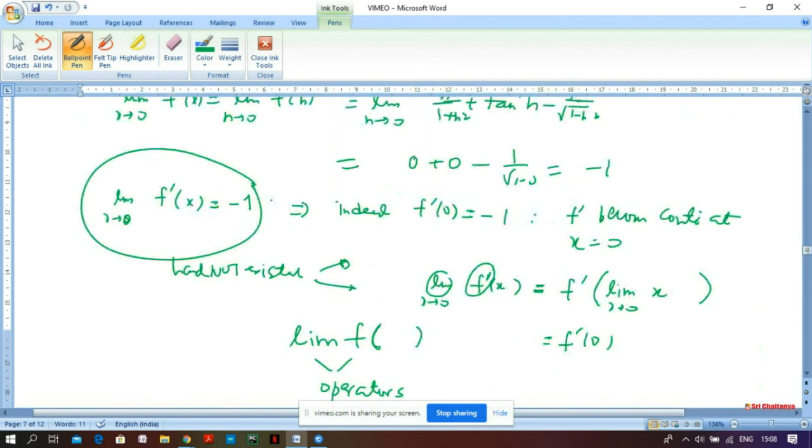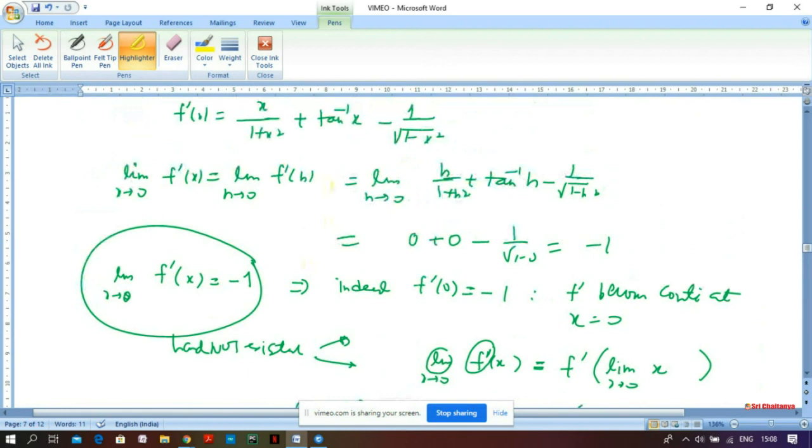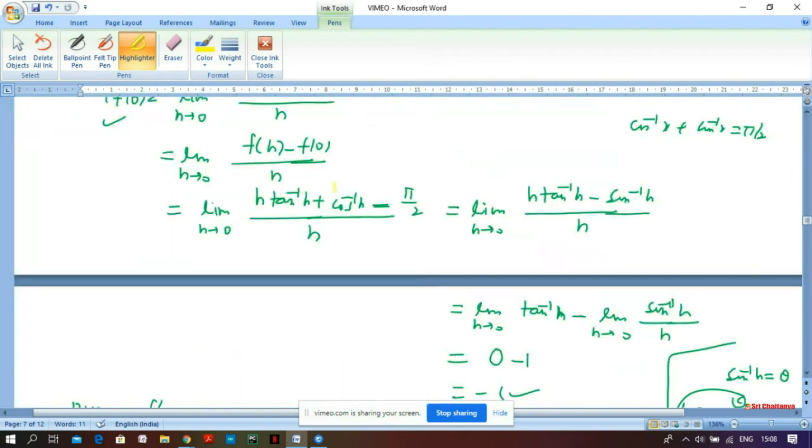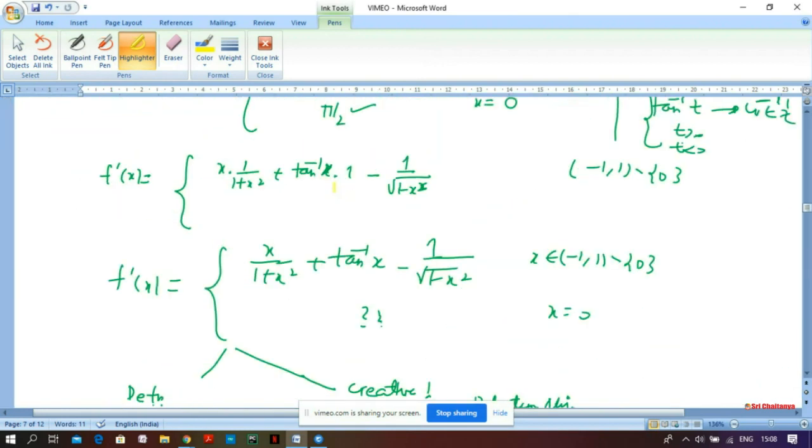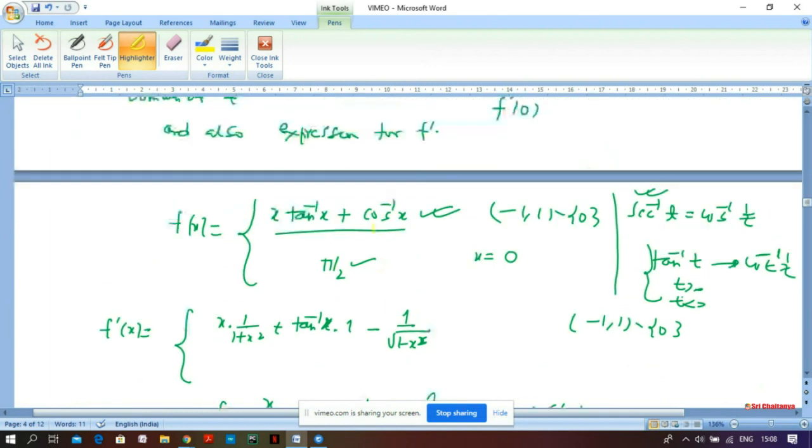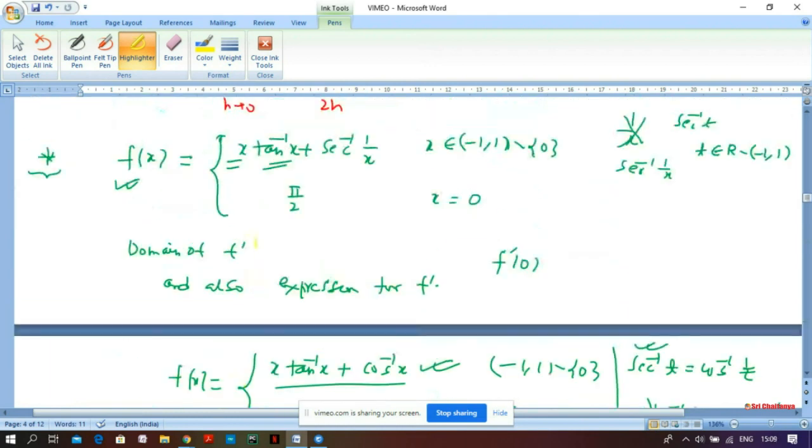So let me again do this kind of thing and ask you something. This was what I wanted. In this example, I'm illustrating many concepts. What I'm asking you is that f is defined like this. So f is so and so for this one, and pi by 2 at x equal to 0. I want to find the domain of f prime, and also the expression for f prime on the whole.